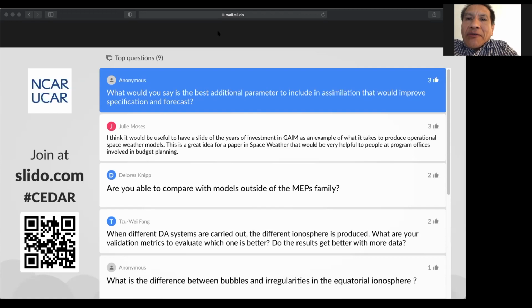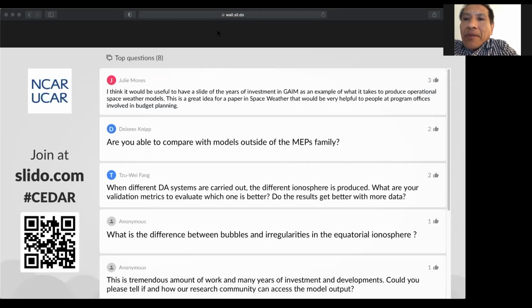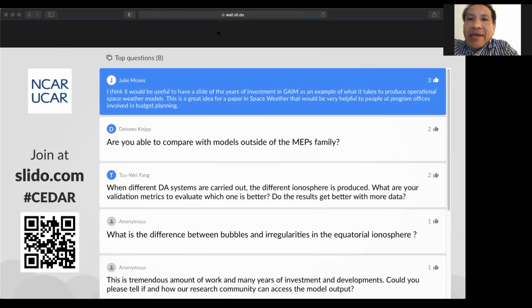There is a question from Julie Moses. I think it would be useful to have a slide of the years of investment in GAIN as an example of what it takes to produce operational space weather models. This is a great idea for a paper in space weather that would be very helpful to people, program offices involved in budgeting planning. I think that was more of a comment, I guess. Yeah, we've been involved for more than 20 years.